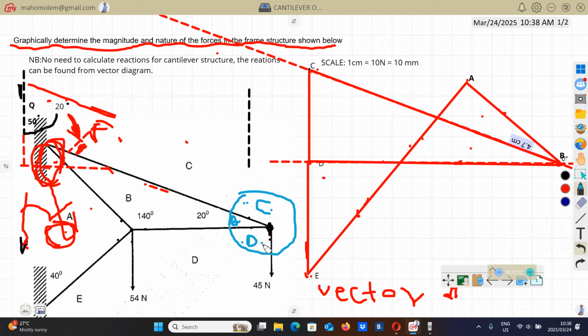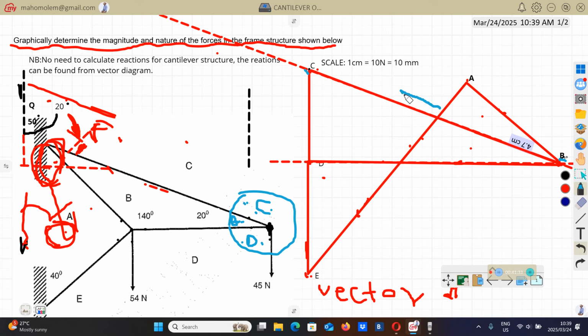So don't start at D and then from D you move to C. You will be moving anti-clockwise. So maybe let's start here from B to C. You will come here on this vector diagram and check and move from B to C, from B to C. So from B to C, you will be moving in this direction.